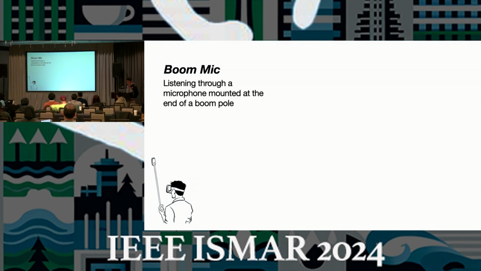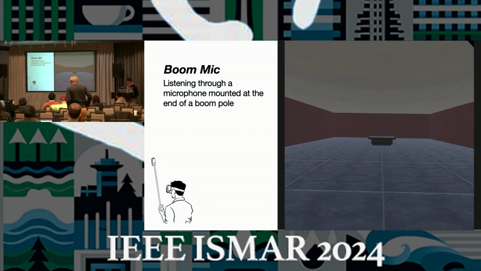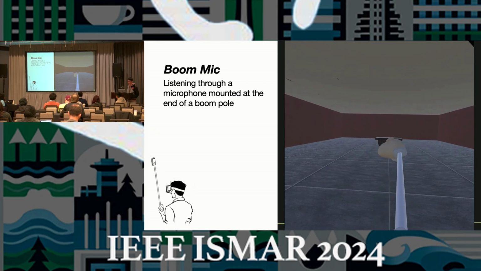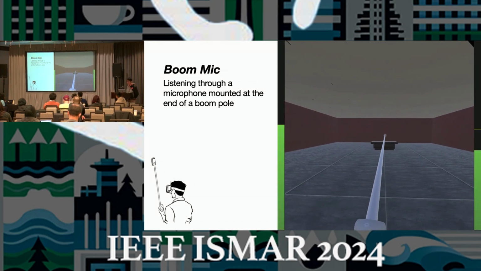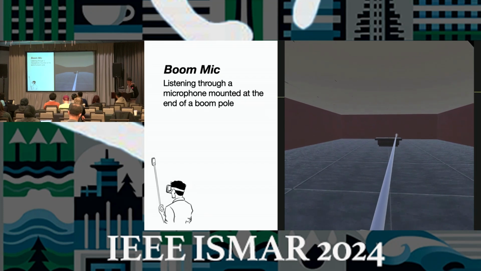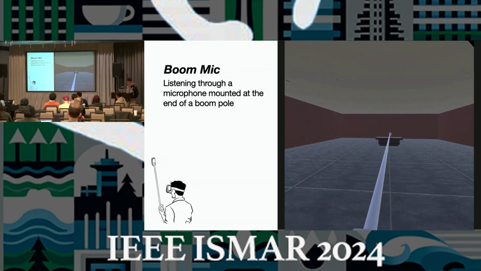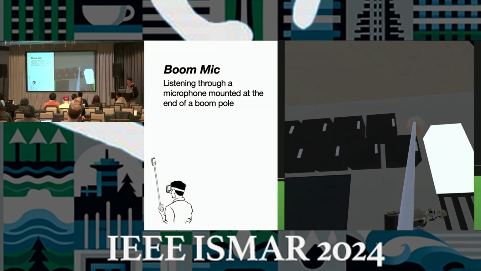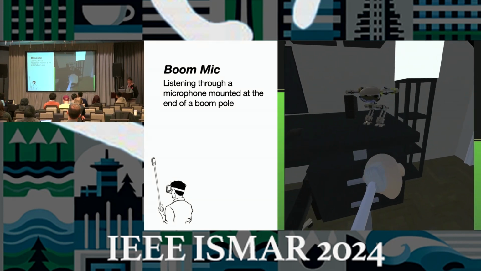Lastly, we have the boom mic, and as the name suggests, this technique borrows from the concept of a real-life boom mic, commonly used in film and audio production to capture target sound from a distance. This technique is a boom pole with a microphone, overlaid with a virtual head at the end of the pole. Users can control the pole's length and orientation to listen from a specific point in an environment. The fixed orientation of the microphone makes it a versatile tool for local precise searches.